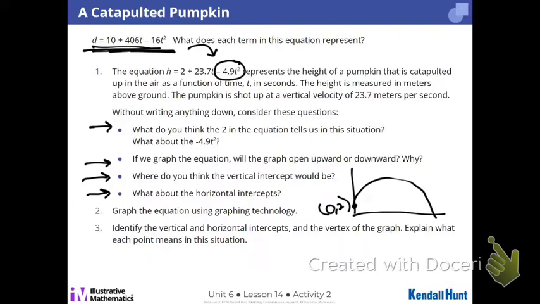Now the next thing it asks for, we already got the vertical intercept, right, (0, 2). The x-intercept's tricky with our skill set, with our knowledge. So we're looking for what this would be. Where that happens, what is the height?